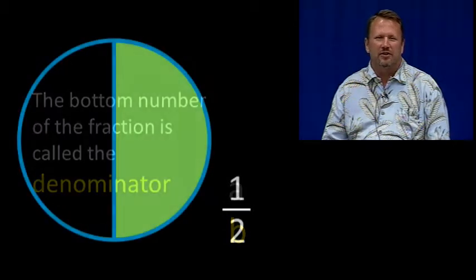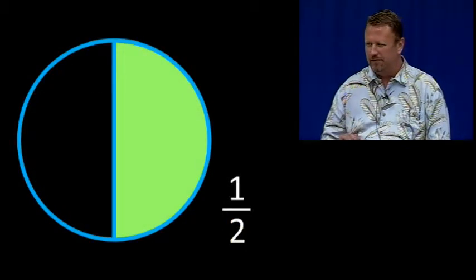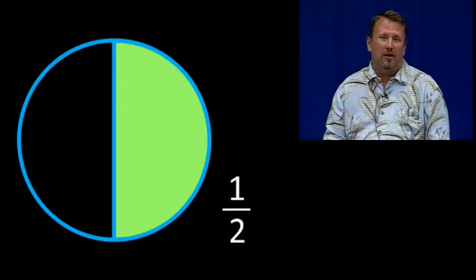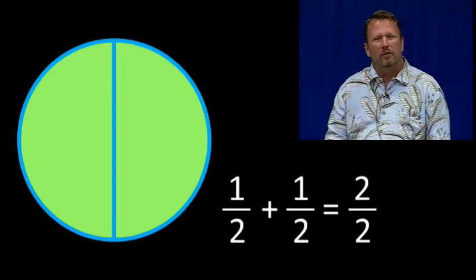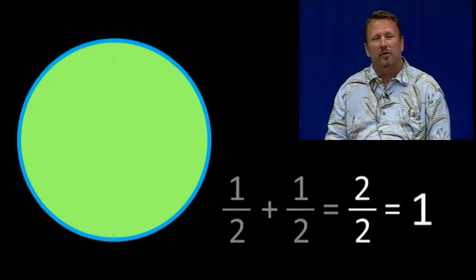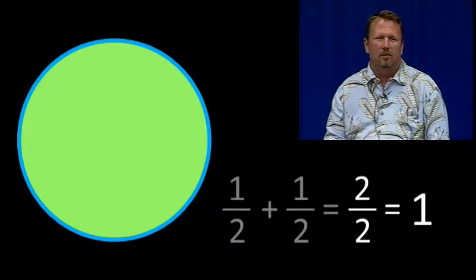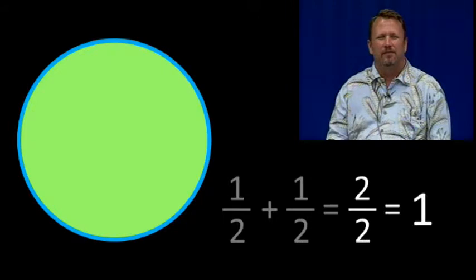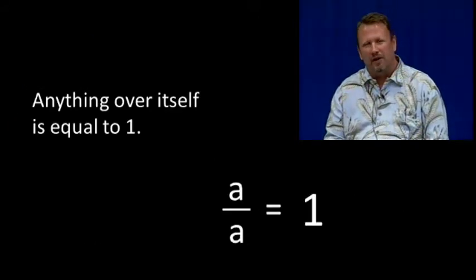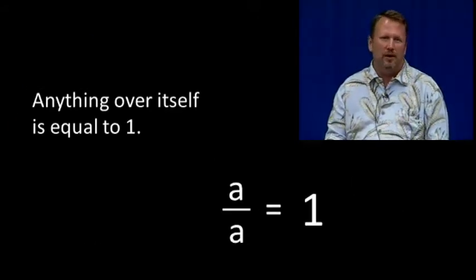Here is the fraction 1/2. If we take our fraction 1/2 and add 1/2, then we have 2 halves, 2 over 2. And this is also equal to 1. Remember, 2 divided by 2 is equal to 1. Any number over itself is equal to 1.